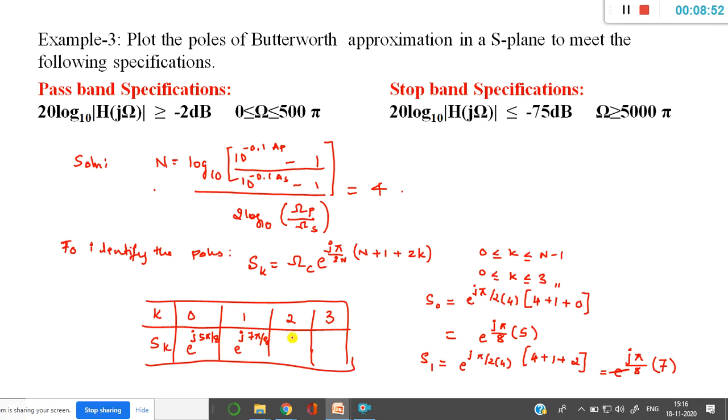What about S2 and S3? Definitely these two must be the conjugate of these two, that is S0 and S1, right? So this will be the conjugate of this. Let me know the conjugate of this. Don't say it is minus. It will have some angle. Calculate and let me know. Later on I will tell you how it is going to be the conjugate. E to the power of j, and it is also e to the power of j. Quickly.